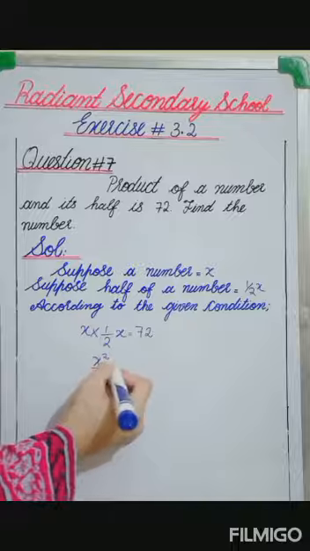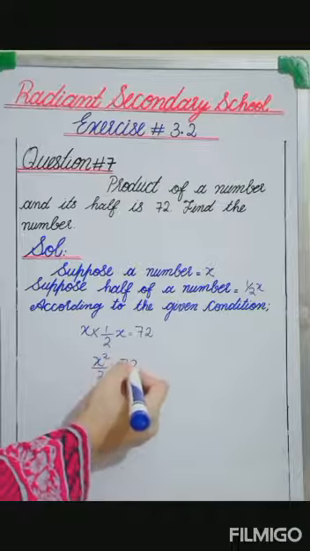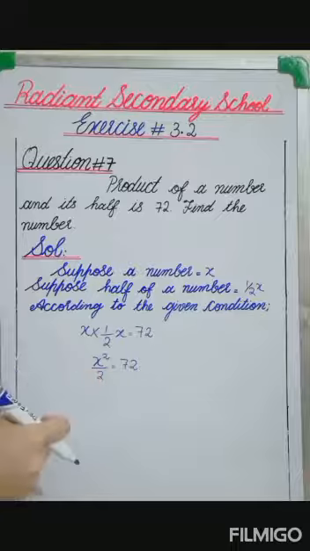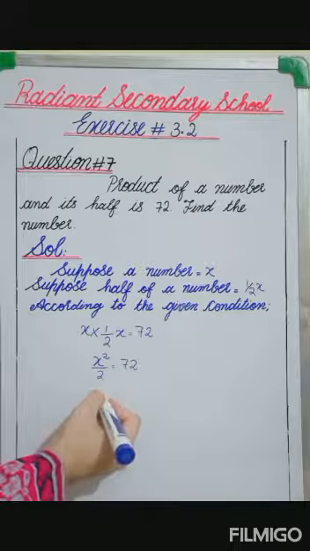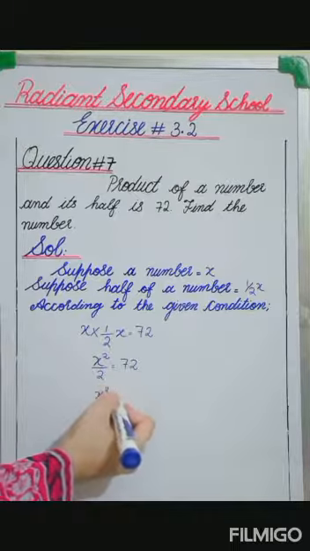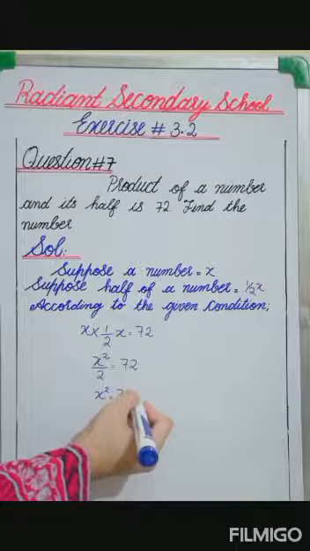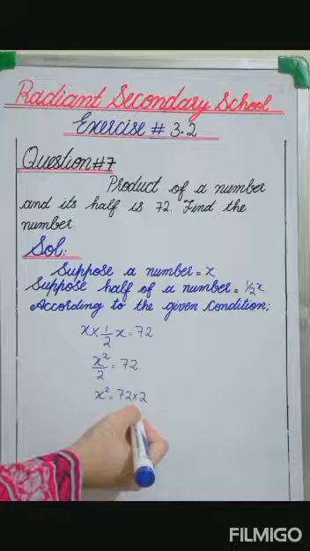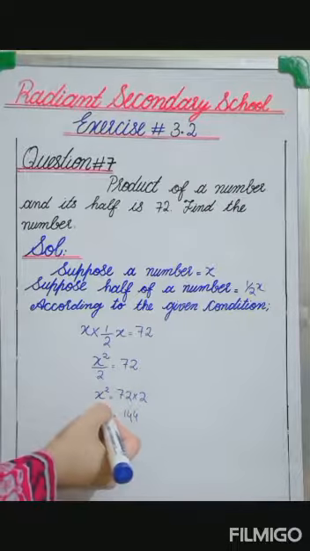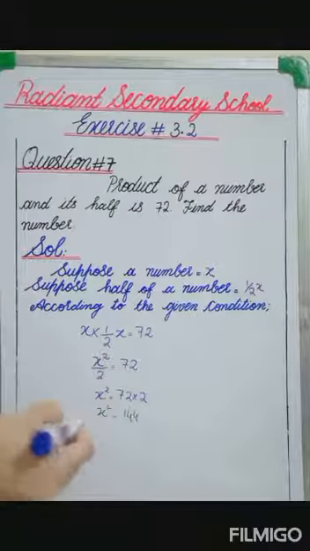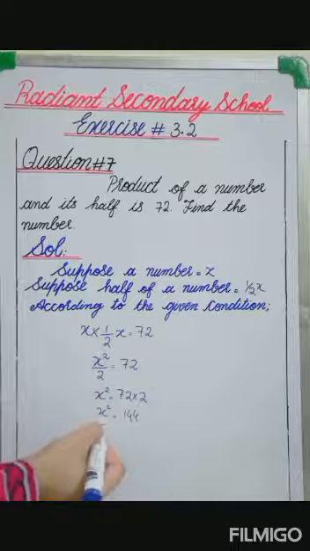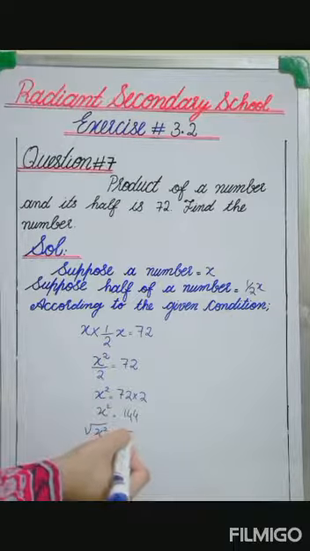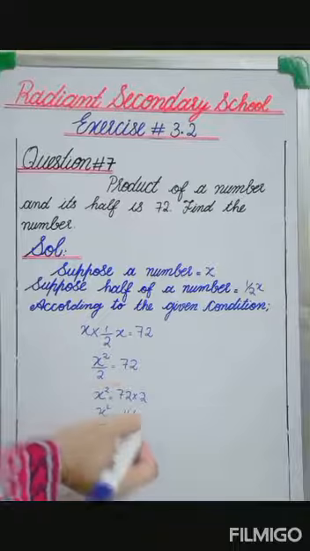2 as it is. Okay students, now you can see on this side 2 is divided here. When I shift it to the other side, it will be multiplied. x square equals 72 multiply 2, then we get 144. Now we will take square root on both sides. Square root of x square is equal to square root of 144.